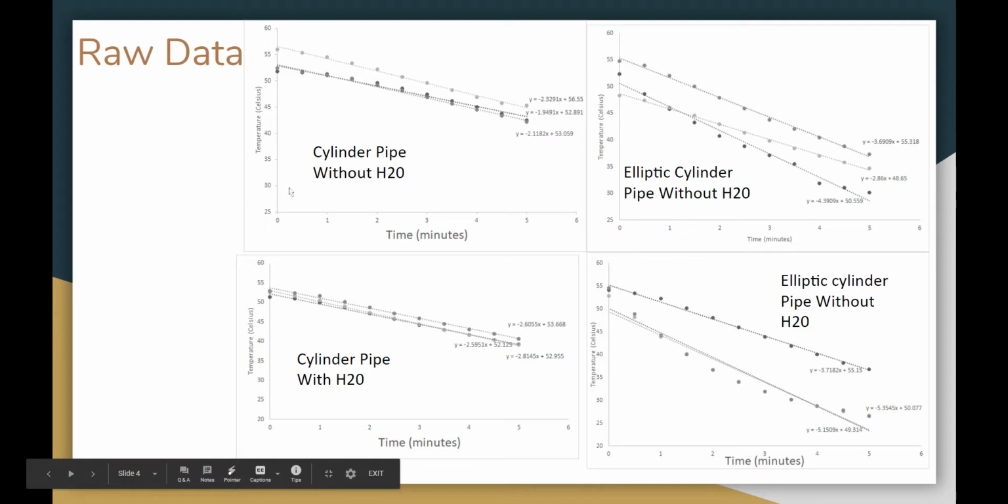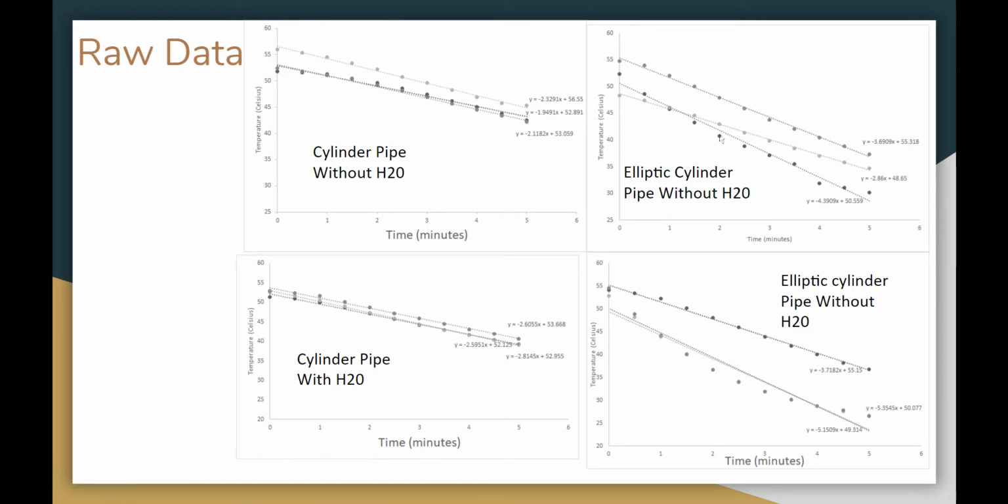So here's some raw data, and even without looking at any numbers, it's pretty drastic. You can tell how very different each of these slopes are. This is the cylinder pipe, with water right here and without water right here. And then this is the elliptic cylinder, without water and with water. Just because of the surface area to volume ratio, you can tell there is a drastic increase in the slope.